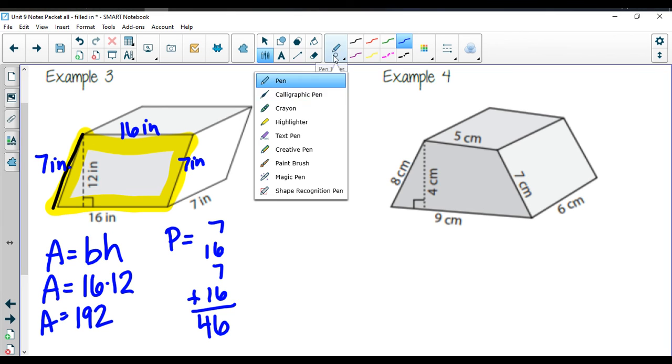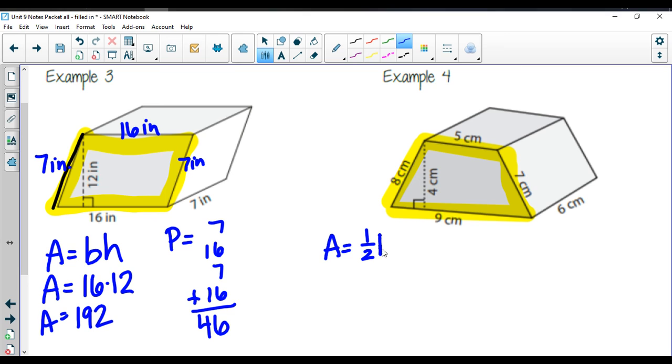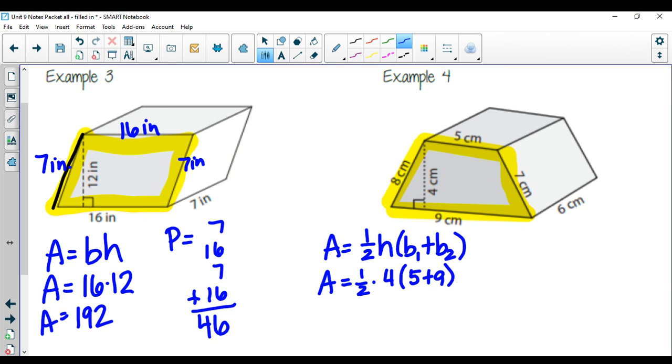In example number 4, I do have a trapezoidal prism. So my base is going to be this trapezoid here. And I do have all my labels around the outside. So I'm going to first find my area. Area formula for a trapezoid is 1/2 times the height, and then that is multiplied by the sum of the bases. So 1/2, the height is 4, and the bases are 5 plus 9. So that area is going to give me 2 times 14, which will be 28.